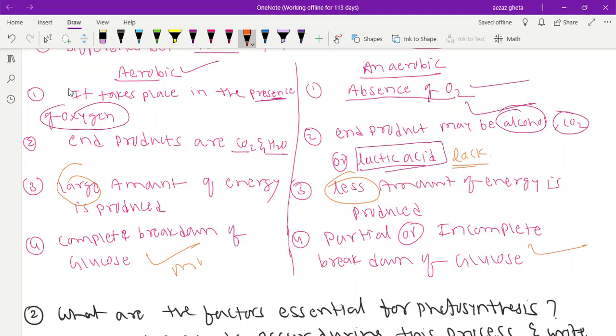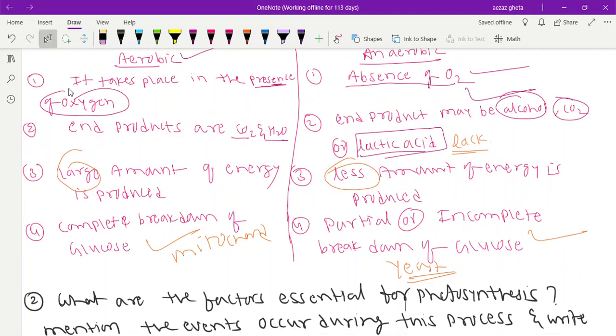Here it is taking place in mitochondria, remember, correct or no? And here it is taking place in yeast cell in cytoplasm only, okay, yeast cytoplasm. Okay, please note it down.